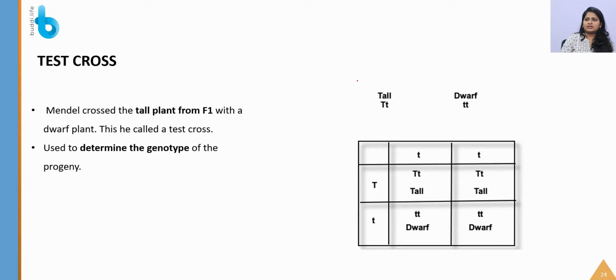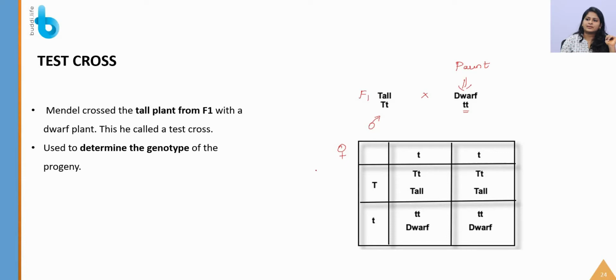So what he did is he crossed the F1 tall plant, that is capital T small t, with the double recessive dwarf parent. Okay, so this is a dwarf parent. He is taking the F1 progeny and he is crossing it with a dwarf parent. So what should happen here? According to Mendel, he should have obtained the same thing, like tall plants should have produced tall progeny since T is the dominant character, right?